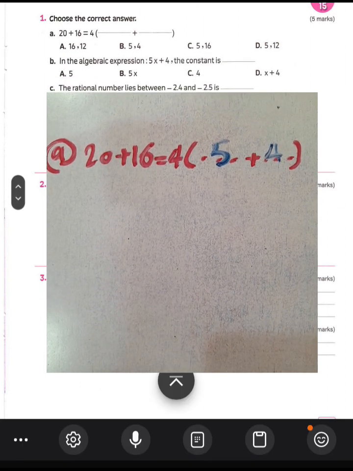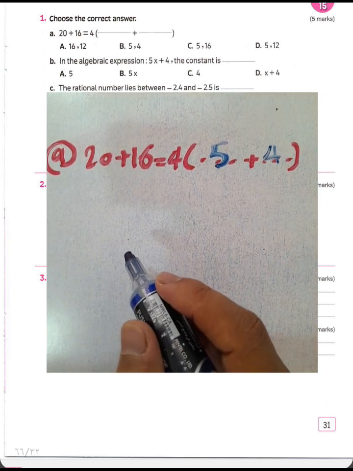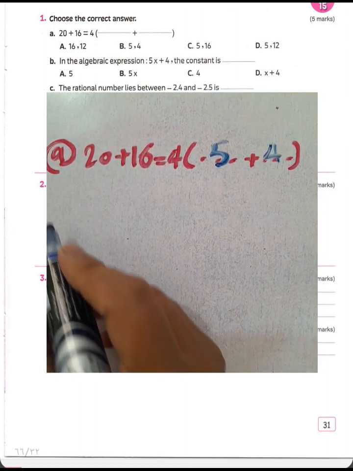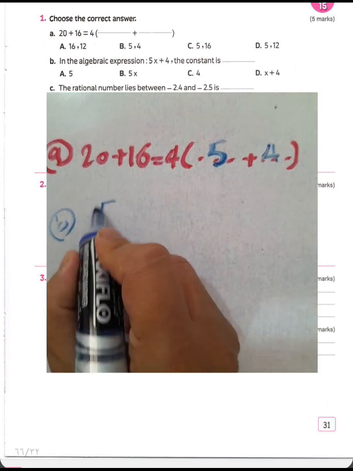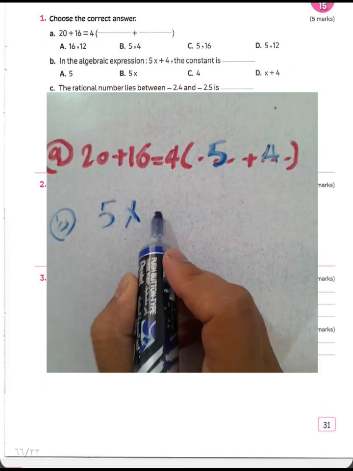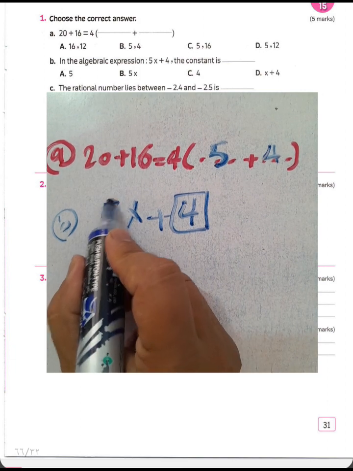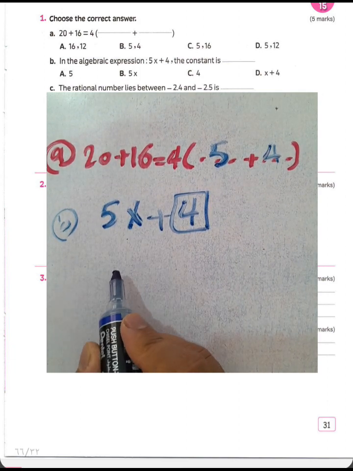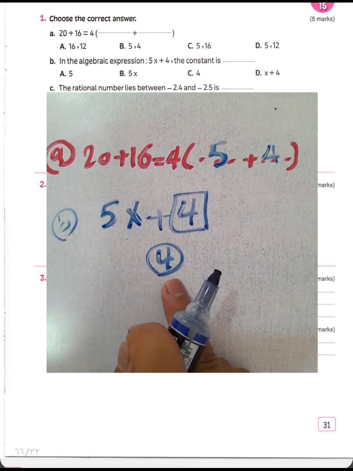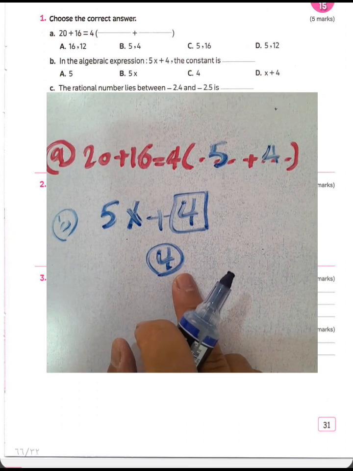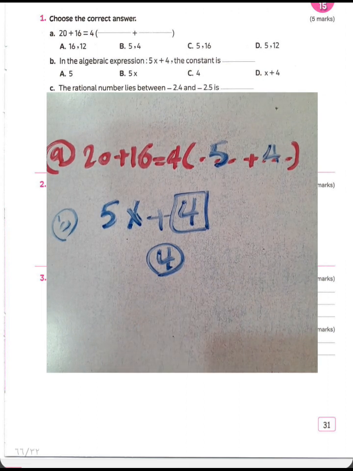Question letter B. In the algebraic expression 5x plus 4, the constant here will be what? You want to find the constant. In this example we have 5x plus 4. The constant here equals 4, but 5 we call the coefficient. Then you must write 4. It's the constant. Choose letter C about question B.